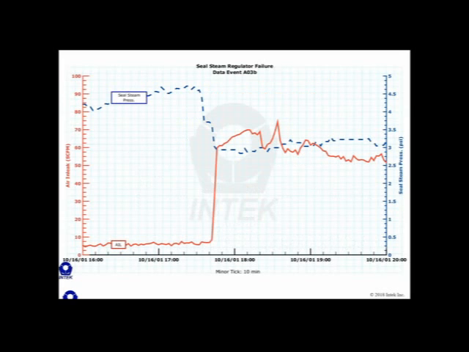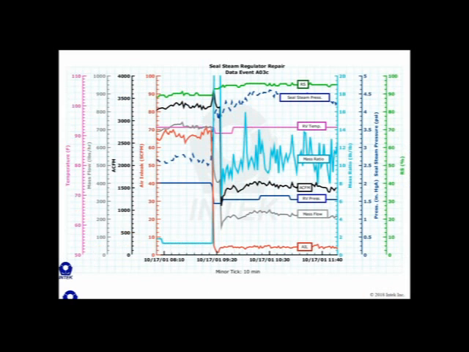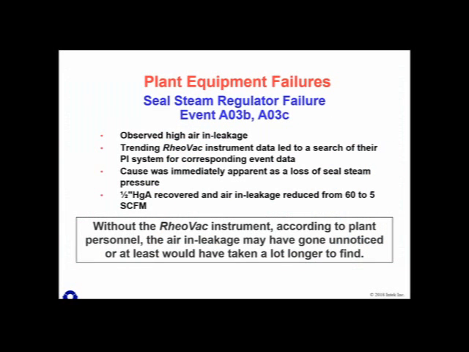This plant likes to use the ReVacs to narrow their search for leaks, and they looked through the data historian. They found a seal steam pressure drop. So the steam seal regulator failed. There's the steam seal pressure in blue. It dropped right as the air in-leakage went up. Okay. And then here they increased the steam seal pressure, boom, right there. And then the air in-leakage went right back down. So excellent. Great. Very quick responses. Thank you. That's great.